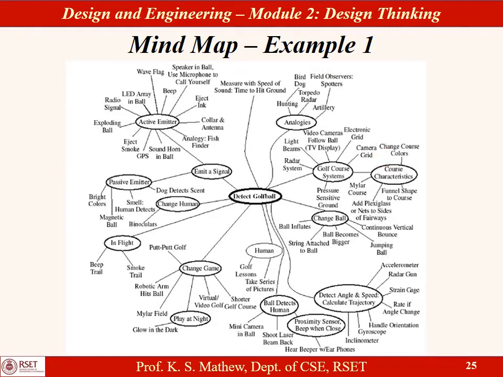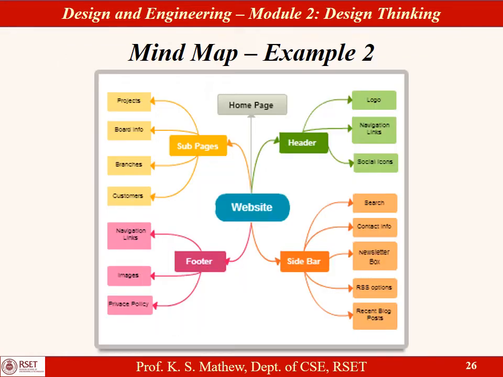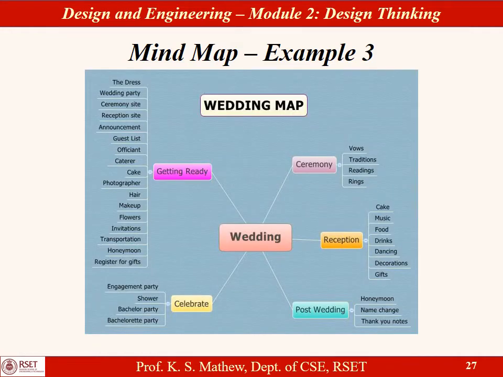A mind map can be used not only for illustrating the problem or the solutions for a problem. It can be used for different purposes. This is another one, a solution for a website. So this shows what are the different pages or contents the website is going to have when it is completed, which is shown as a mind map. Another example is a wedding. You are planning for your daughter's wedding, and you have to plan for various activities and sub activities which can be represented as a mind map like this.